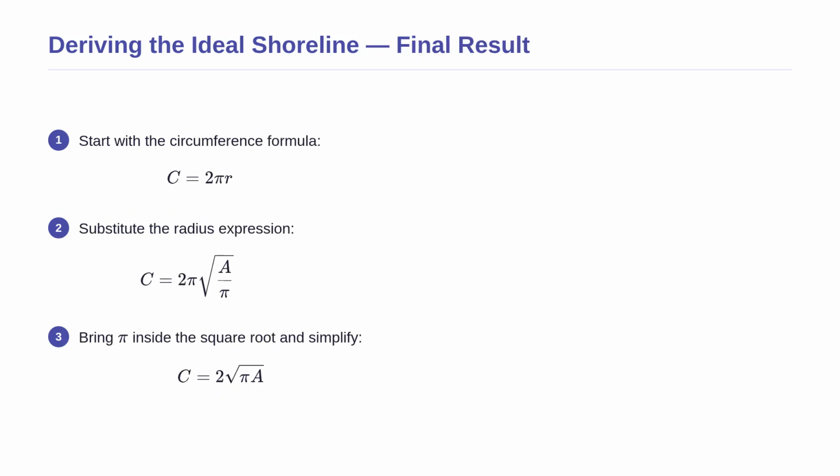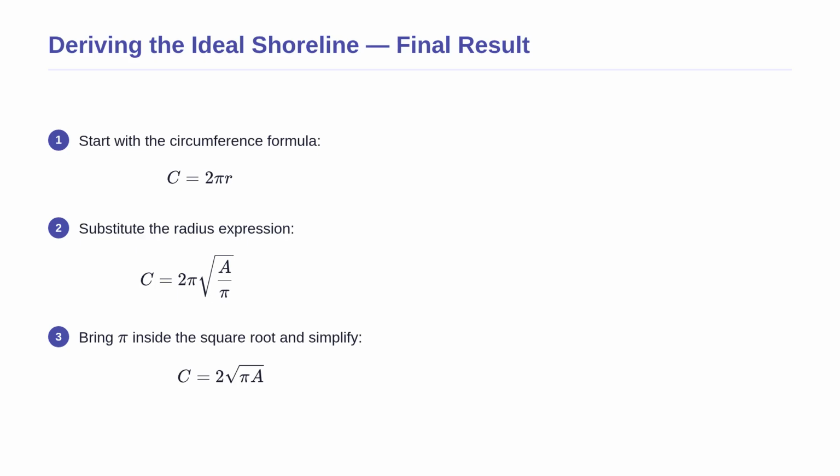Continuing from our expression for the radius, we can now find the ideal shoreline length. We take the standard formula for the circumference of a circle, which is C equals 2 times pi times r. We substitute the radius expression we just found into this circumference formula. Now, we bring the pi from the outside into the square root. When pi goes inside a square root, it becomes pi squared.